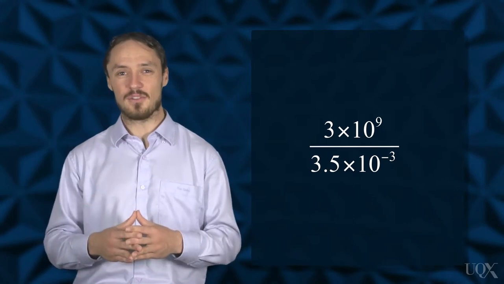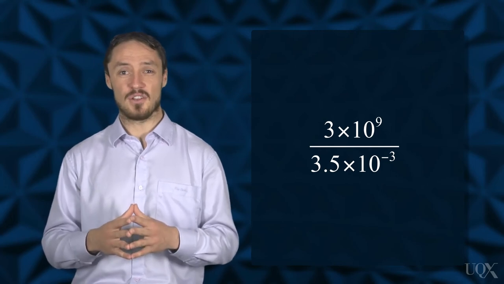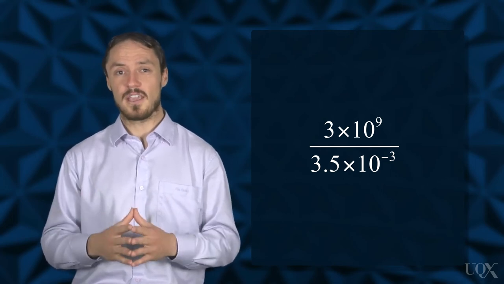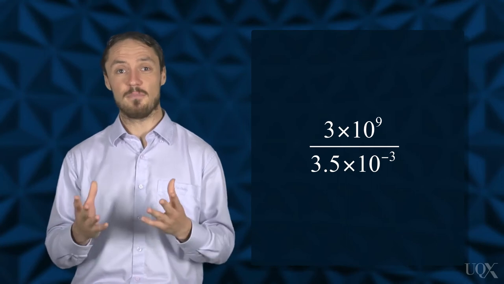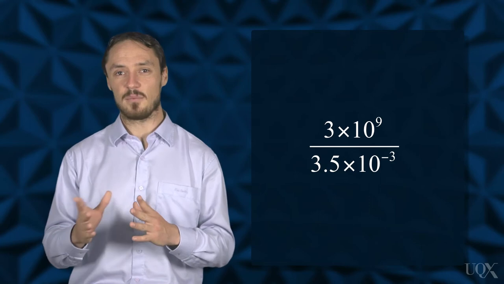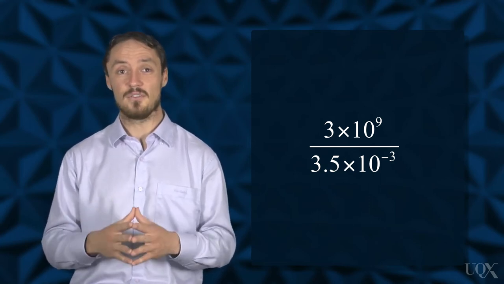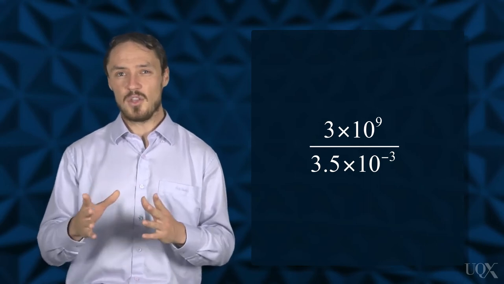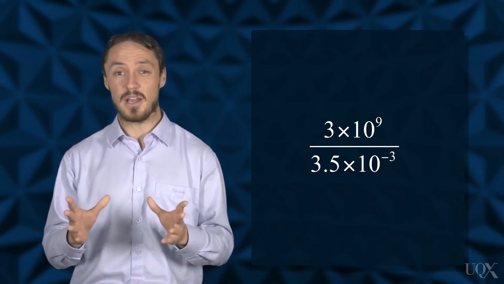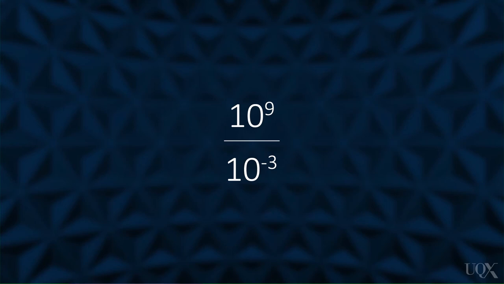Let's now look at estimating the result of a numerical calculation. Estimating the result of a calculation with small or large numbers can be done fairly quickly using orders of magnitude. Let's start with the simple calculation of 3 times 10 to the power of 9 divided by 3.5 times 10 to the power of negative 3. The order of magnitude of the answer can be gained by examining the powers alone. So, we calculate just 10 to the power of 9 divided by 10 to the power of minus 3.